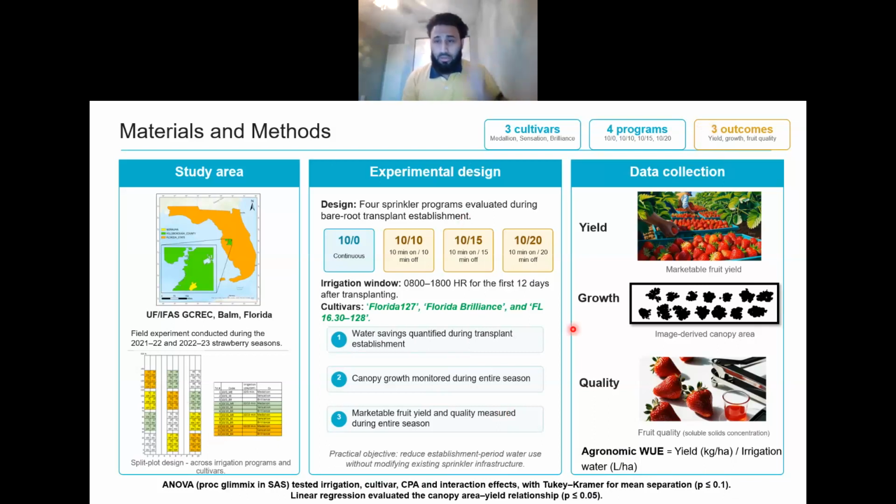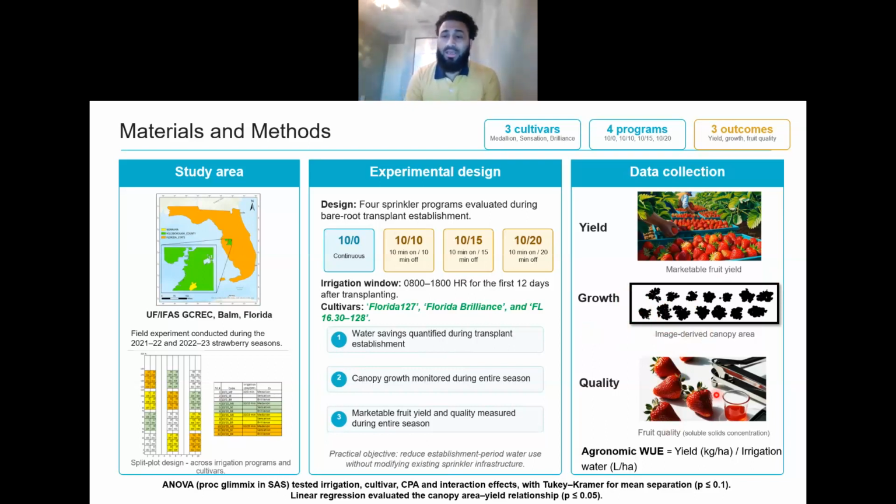We have three strawberry cultivars, and the data we collected was picking up the strawberries by hand twice a week during the two seasons, 2021-22 and 22-23, and then also collecting the UAV-based images or overhead images to monitor the growth of the plants over the season.